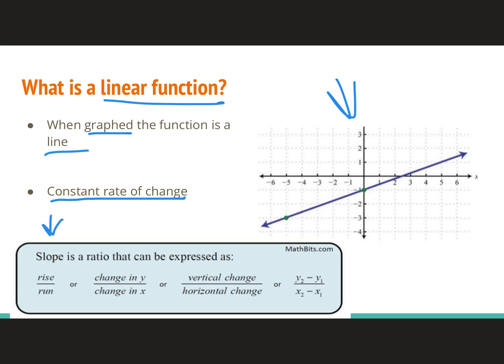So remember that slope is a ratio that can be written as rise over run, is what we talk about sometimes. But it is change in y divided by change in x, vertical change divided by horizontal change, or the actual formula for slope is y2 minus y1 over x2 minus x1, where you have 2 points, (x1, y1) and (x2, y2).